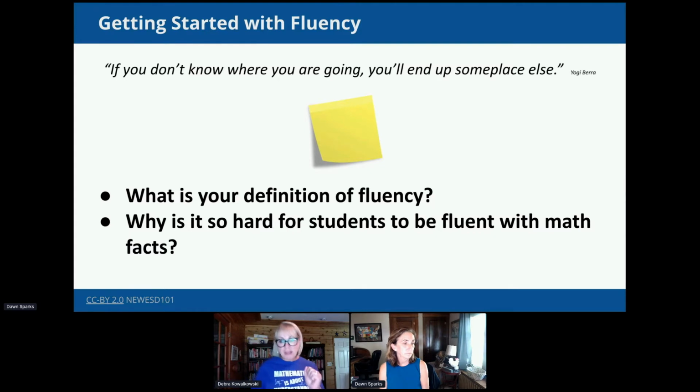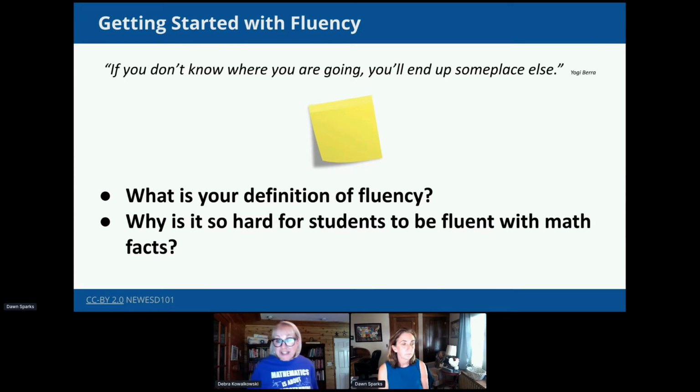So I want you to take a minute, and my voice is going to get quiet. There's not a spelling test. We're not grammar correcting. Just 2 questions to answer. What's your definition of fluency? And why is it so hard to be fluent with math facts? About 30 seconds. Jot that down on your sticky note.